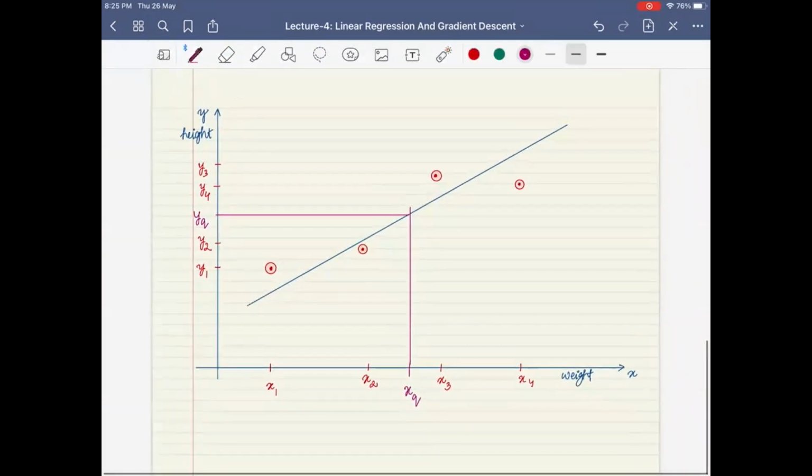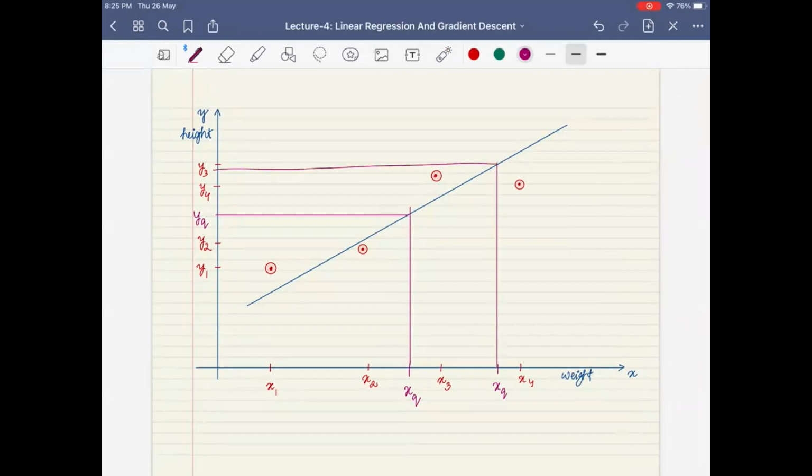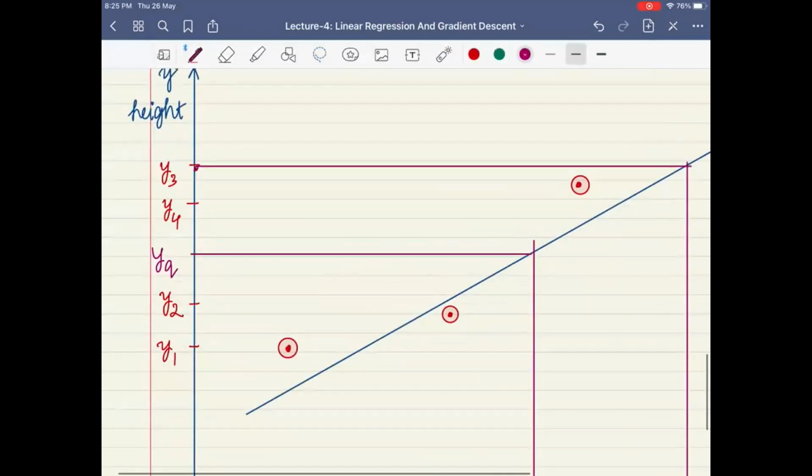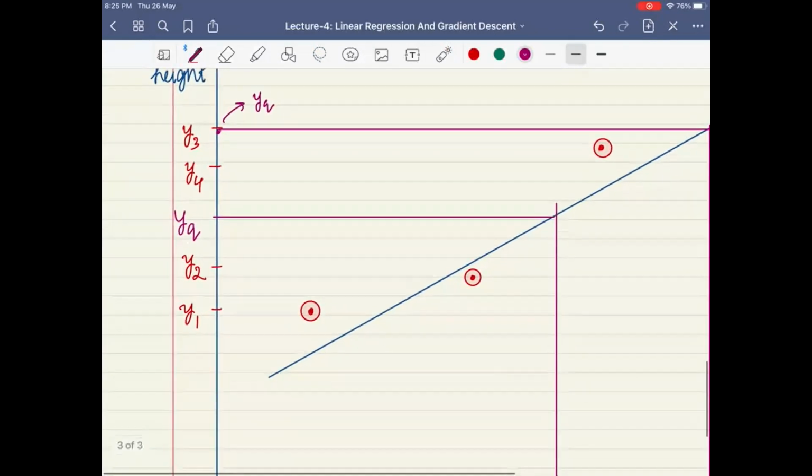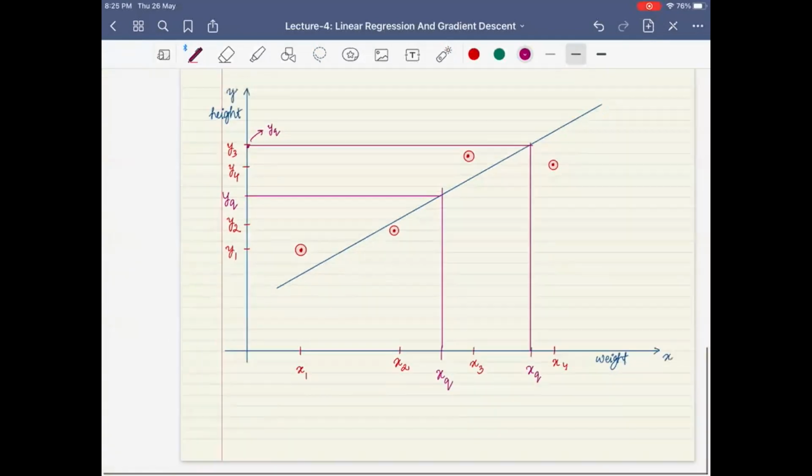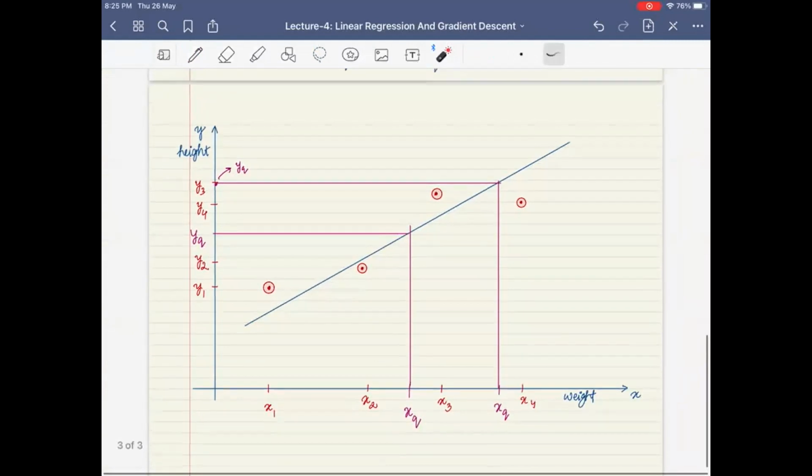If you give me xq somewhere else, say here, again I'll move up and hit the line somewhere. I'll find the corresponding value of y. Maybe I need to move a little down, somewhere here. So maybe this is like y3, and this is going to be my yq. Let me pause here, because this is the most important part.